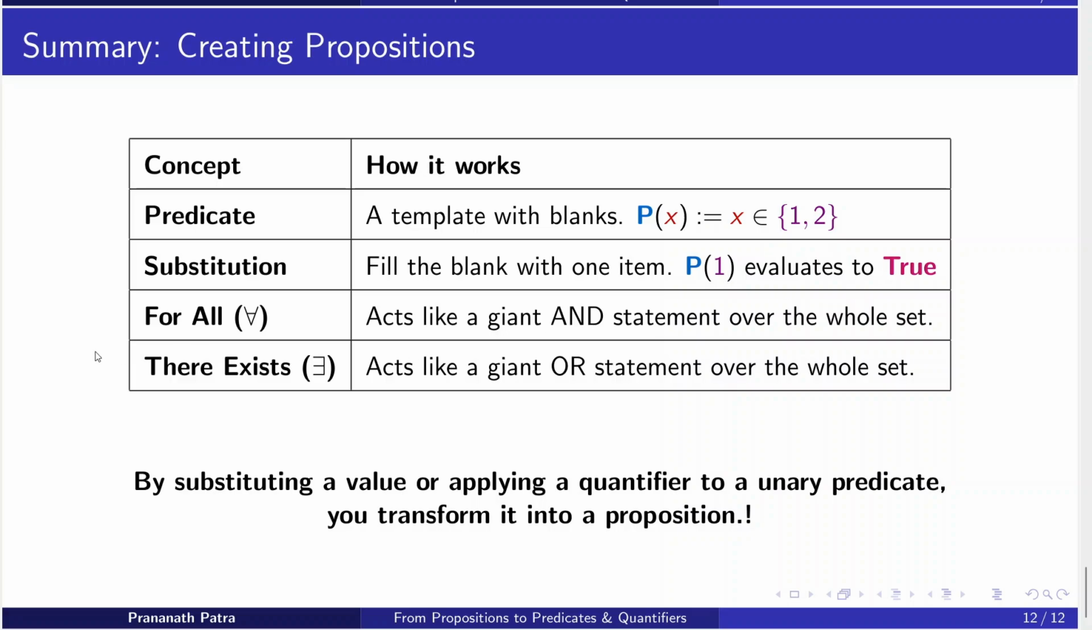The for all universal quantifier acts like a giant AND statement applied over an entire set. The existential quantifier acts like a giant OR statement applied over an entire set. Ultimately, by either substituting a specific value or applying a quantifier to a unary predicate, you transform that open template into a definitive logical proposition.